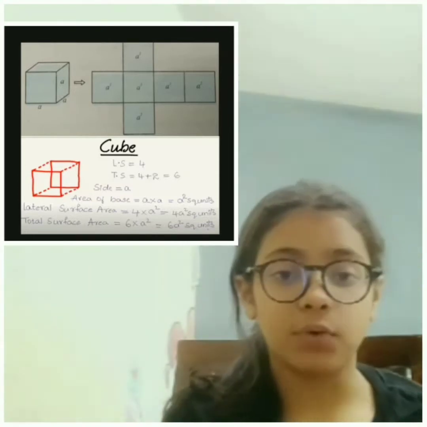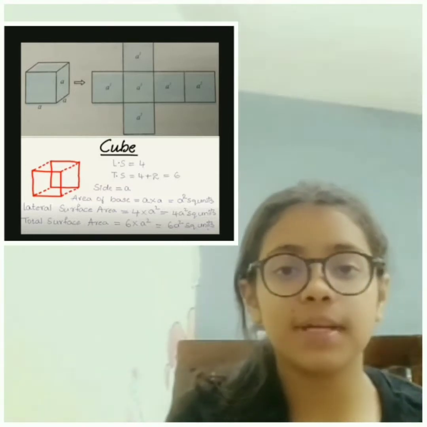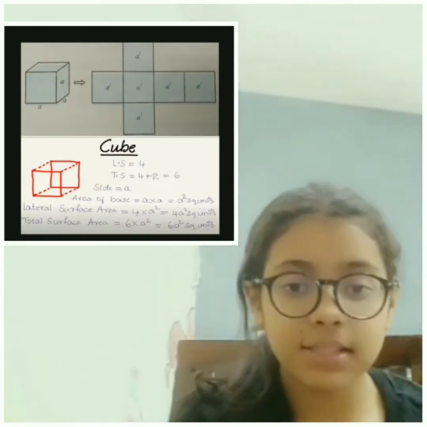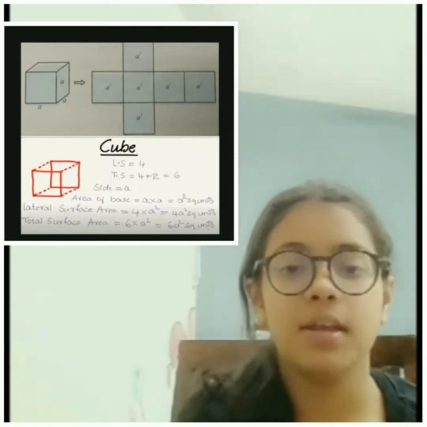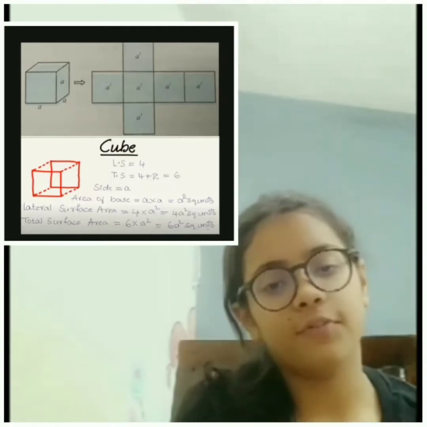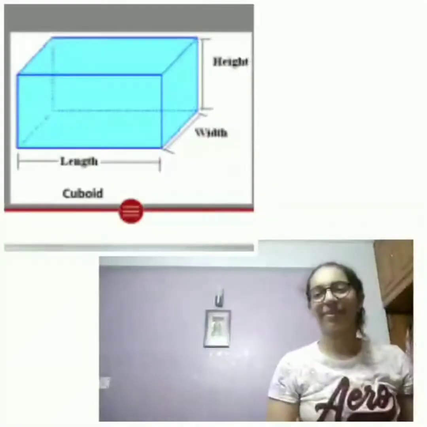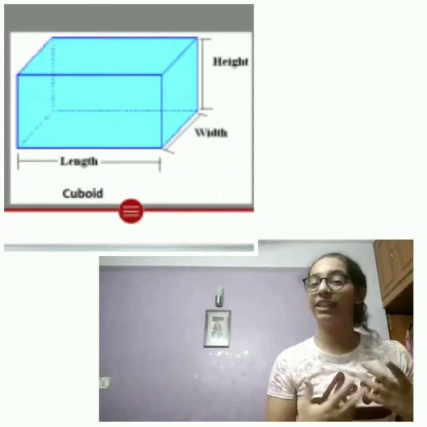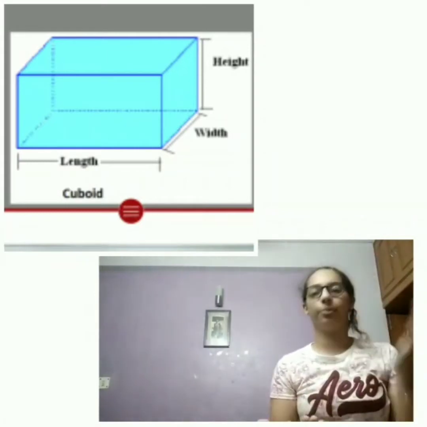Now we conclude that the total surface area of a cube is 6a square because of 6 faces, and the lateral surface area of a cube is 4a square because we knock off the top and the bottom faces and are left with only 4 faces. Thank you. Next up, we'll talk about the TSA and CSA of a 3D figure commonly known as the cuboid.